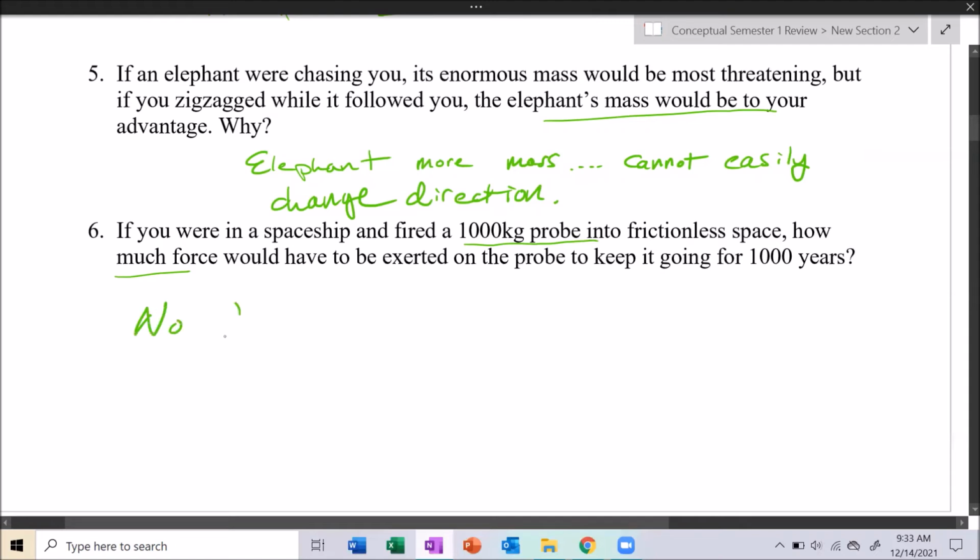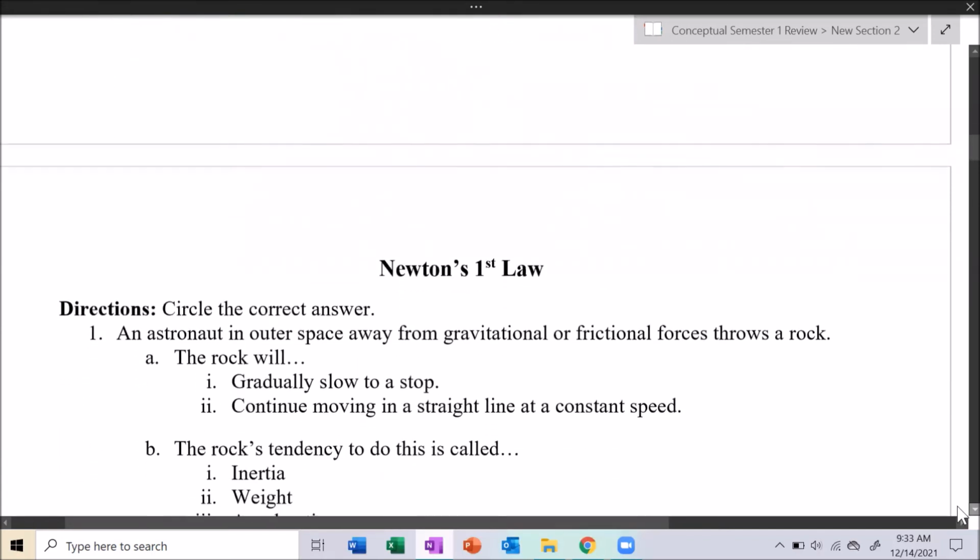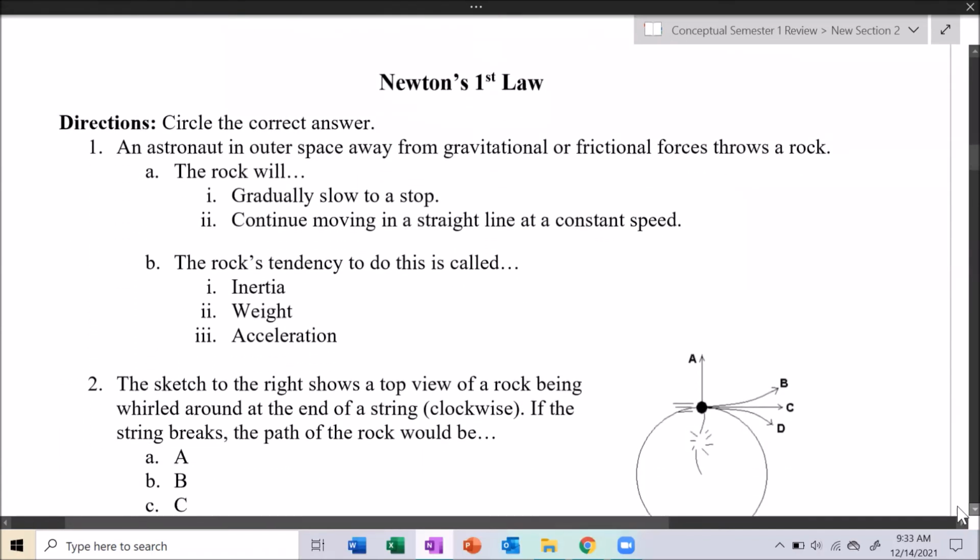All right, our final question on this page talks about a probe. They give you a mass of 1,000 kilograms, and they give you a time of 1,000 years. So if you're in a spaceship and they fired a probe into frictionless space, yes, it would go for 1,000 years or more until it encountered another force. So there was no outside force acting on it. It wanted to keep going.